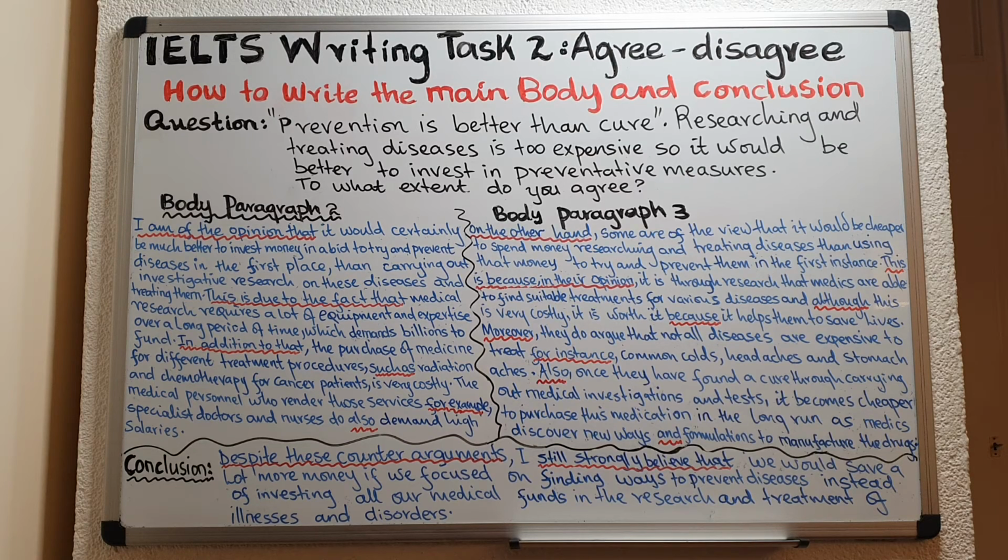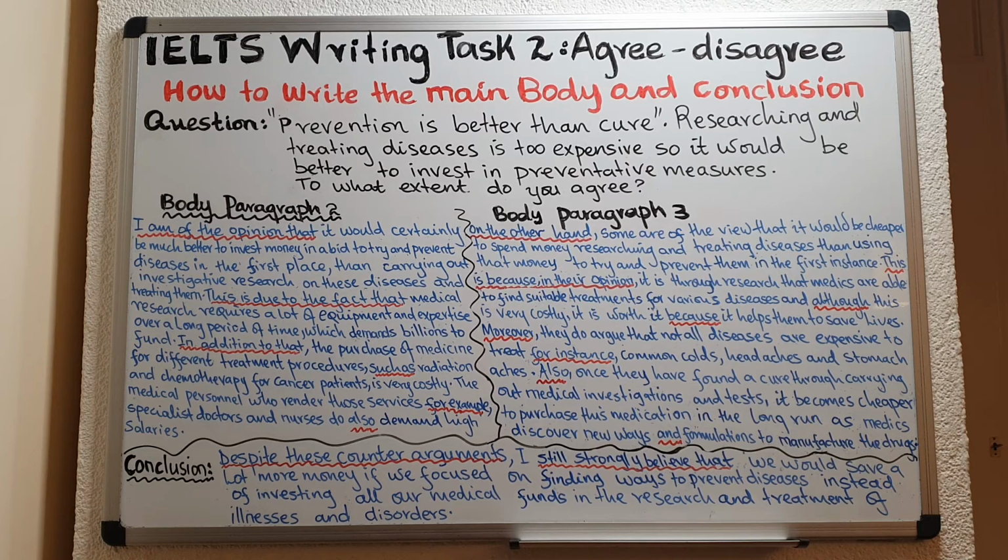In body paragraph 2, agree with the statement. In body paragraph 3, disagree with the statement. In the conclusion, repeat your personal opinion and then explain why. In body paragraph 2, I have agreed with the statement. Make sure that you introduce your body paragraph 2 with the words, I am of the opinion that, or I am of the view that, because that answers the question, to what extent do you agree?